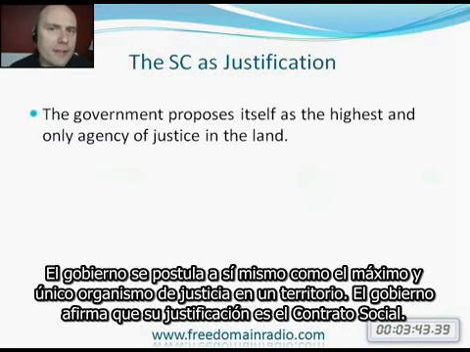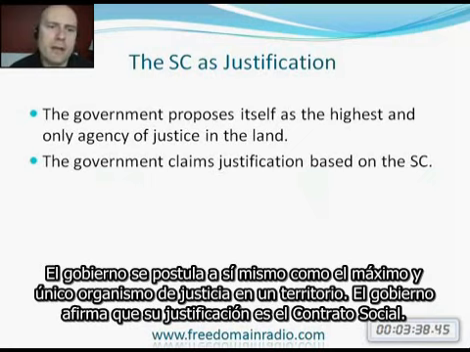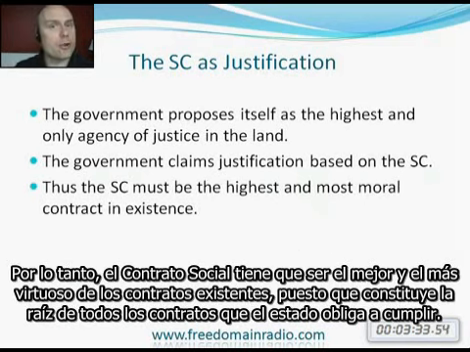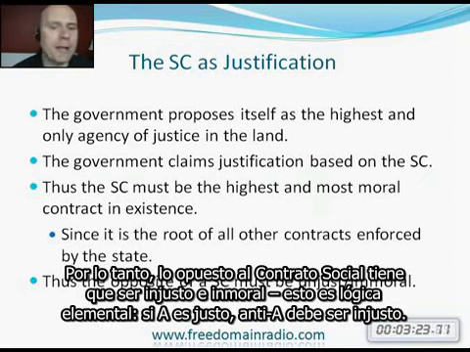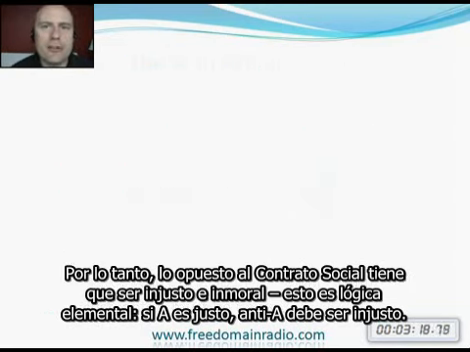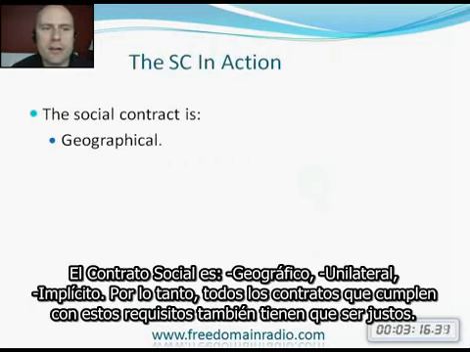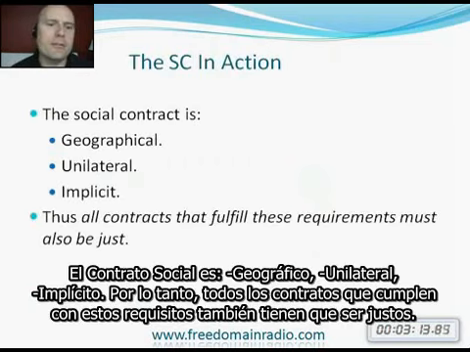The government proposes itself as the highest and sole agency of justice in the land. The government claims that its justification is the social contract. Thus the social contract must be the highest and most moral contract in existence, since it's the root of all other contracts that are enforced by the state. Thus the opposite of the social contract must be unjust and immoral. This is just basic logic. If A is just, anti or the opposite of A must be unjust. The social contract, as mentioned, is geographical, unilateral, and implicit. Thus all contracts that fulfill these obligations must also be just if the social contract is just.